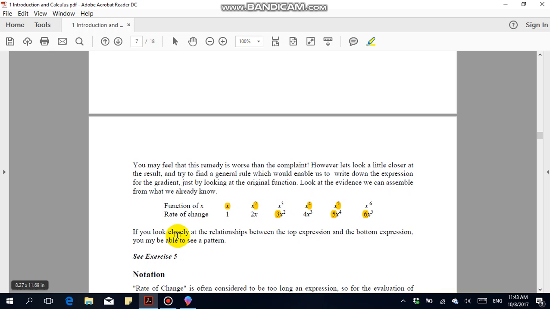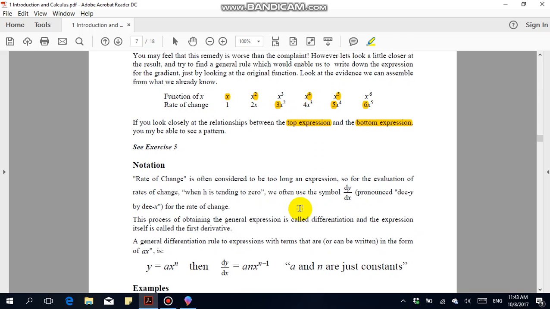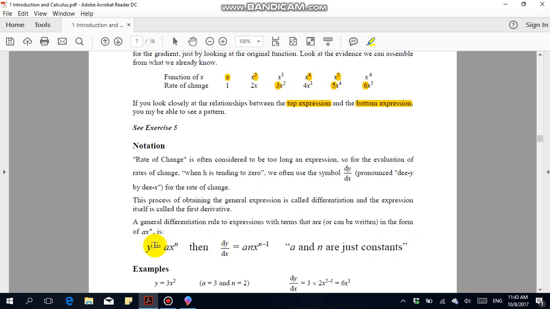Now what he's trying to say is that if you look closely at the relationships between the top expression and the bottom expression, you may be able to see a pattern. And the pattern is this: whatever power you have, that power is something that gets multiplied with x later. Now just take a look at this table, try to see the pattern here, and we'll move on in the sense that I'll explain to you how he's done these calculations. And this is how he's done these calculations.